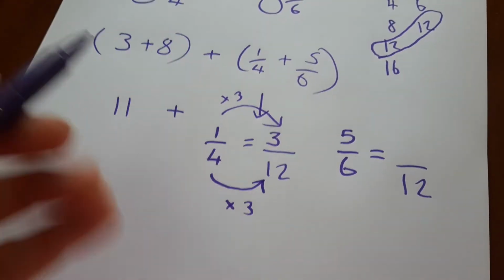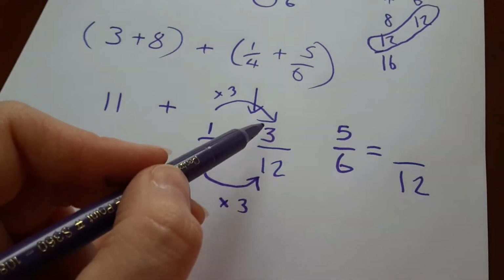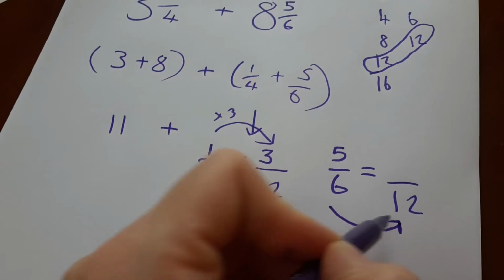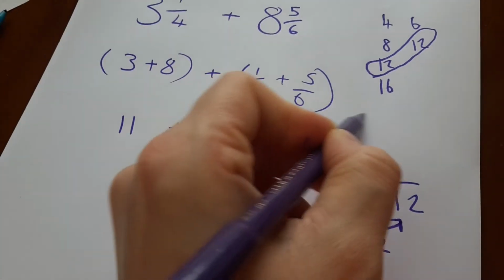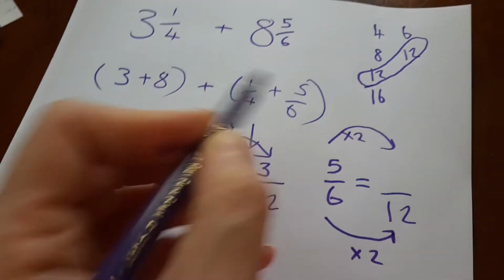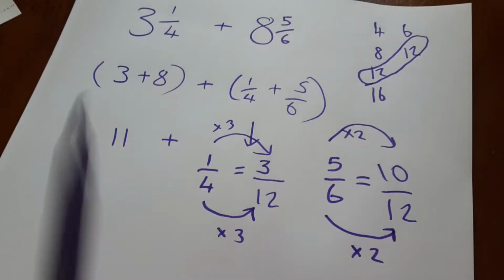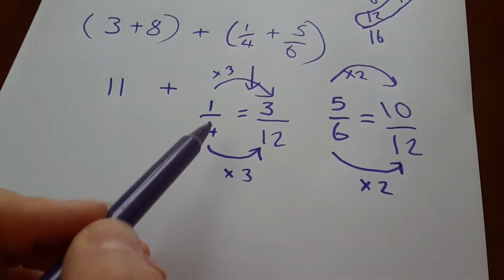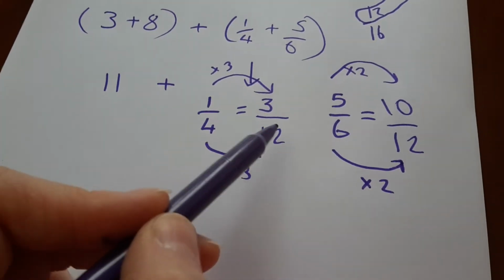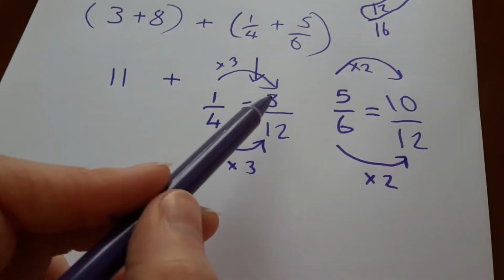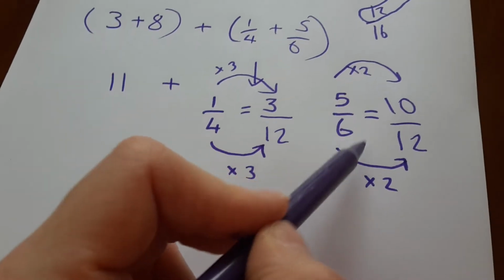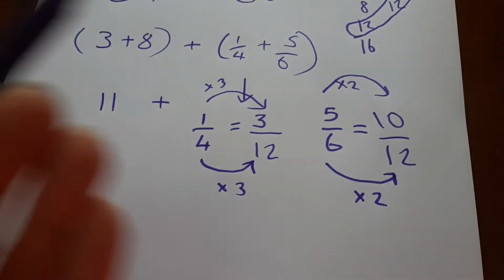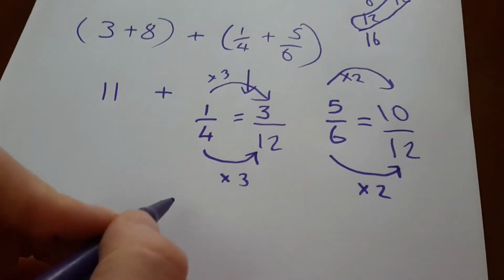So I end up with 3/12. So 1/4 is the same as 3/12. And 2 6s make 12. So I need to treat my numerator the same. So I get 10/12. Notice that 1/4 of 12 is 3, and 5/6 of 12 is 10. They calculate exactly the same thing.